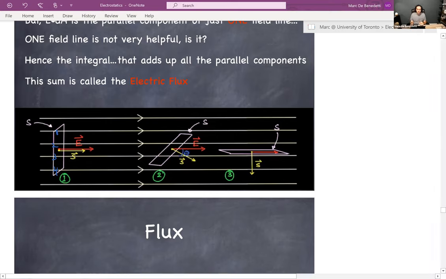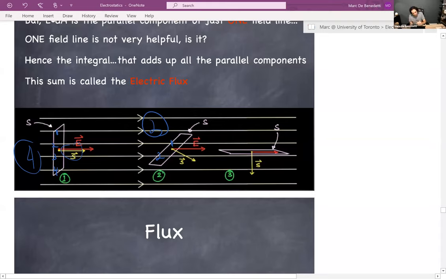It's less than 90, sorry, it's greater than zero now. Right here they were parallel, so theta was zero, cos of zero is one. Here, the angle is greater than zero, and cos of an angle bigger than zero will be less than one. Why is this important? Well, let's count. How many field lines are going through this rectangle now? Now we only have one, two. Whereas before we had four, now we have two.